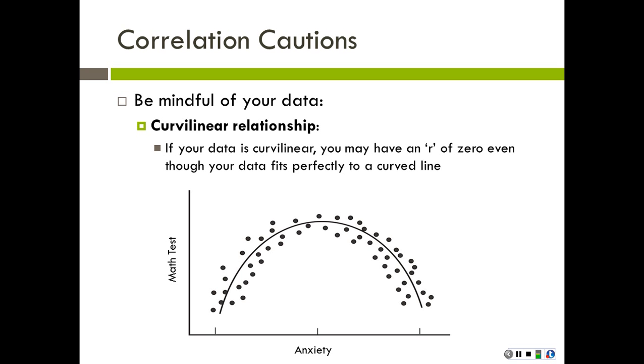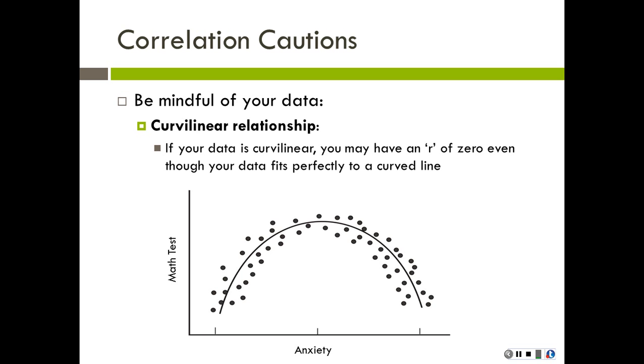The other thing to be aware of is a curvilinear relationship. Correlations are designed to look for a linear relationship, right? We saw them through our scattergrams. It's trying to fit a line into these points. And if it's a curvilinear relationship, it's really hard to fit a line to it. Your book has a great example of math tests and anxiety levels.